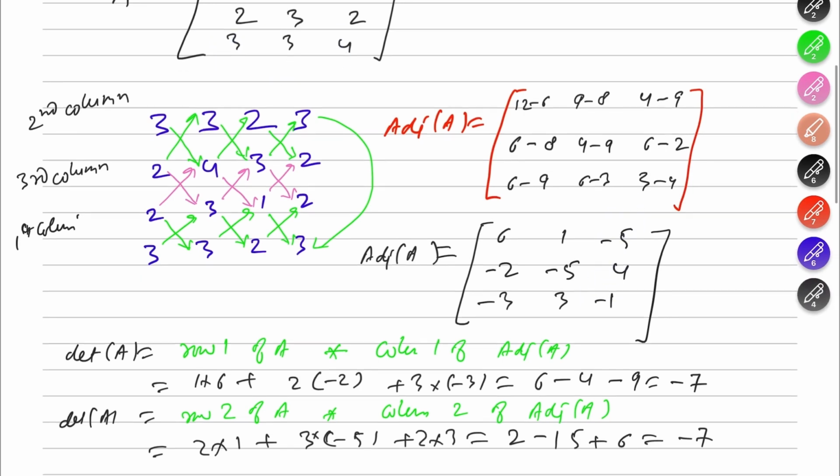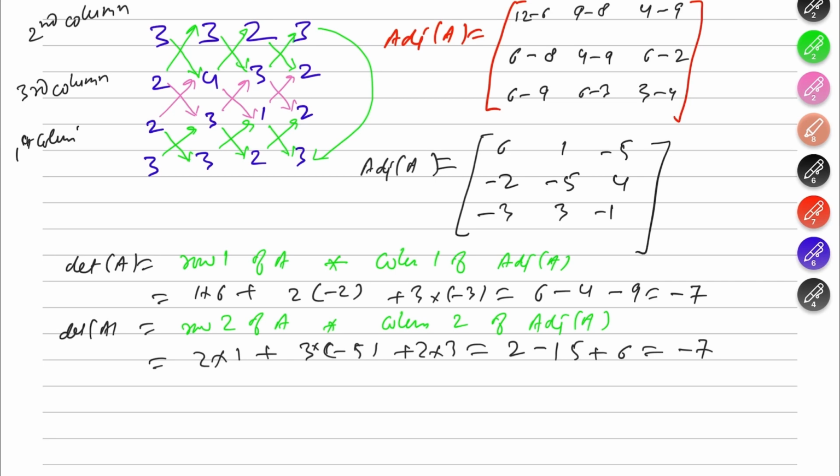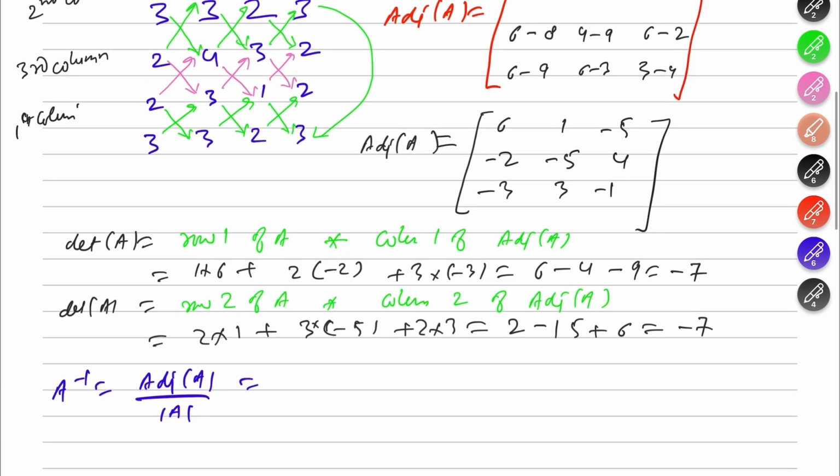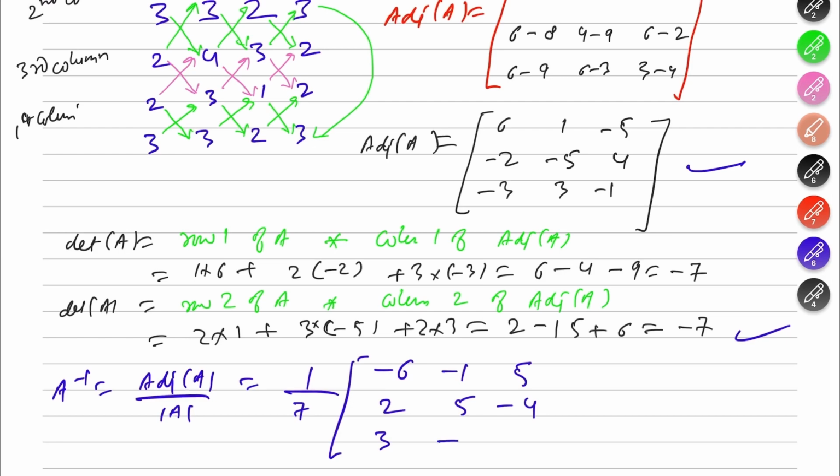Once we know the determinant and adjoint, now we can find the inverse. So inverse is nothing but the adjoint of A divided by the determinant of A. So we can directly write it divided by minus 7. I will write 7 and multiply the minus inside, so it becomes minus 6 minus 1 5, 2 5 minus 4, 3 minus 3 1.